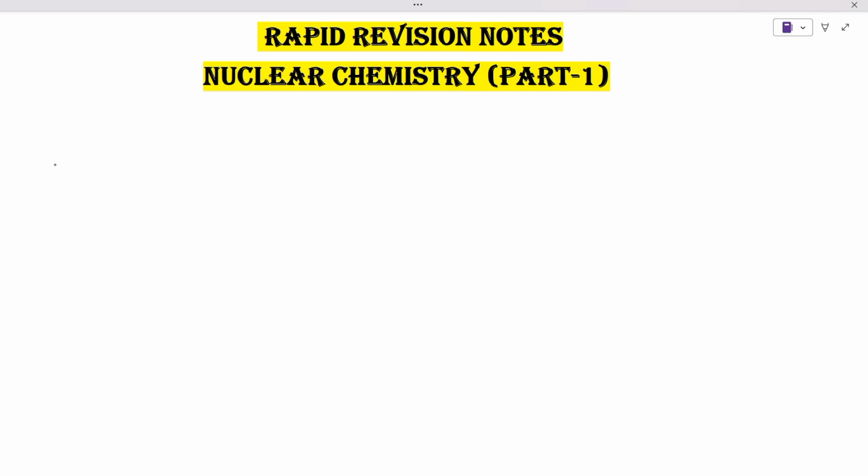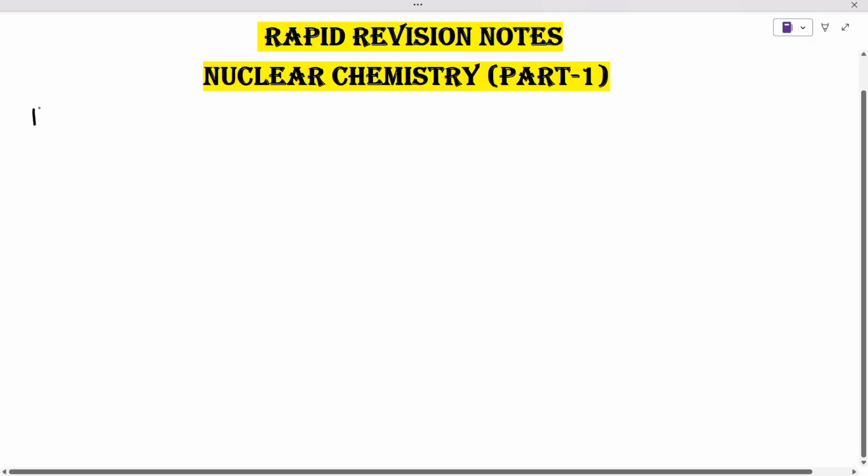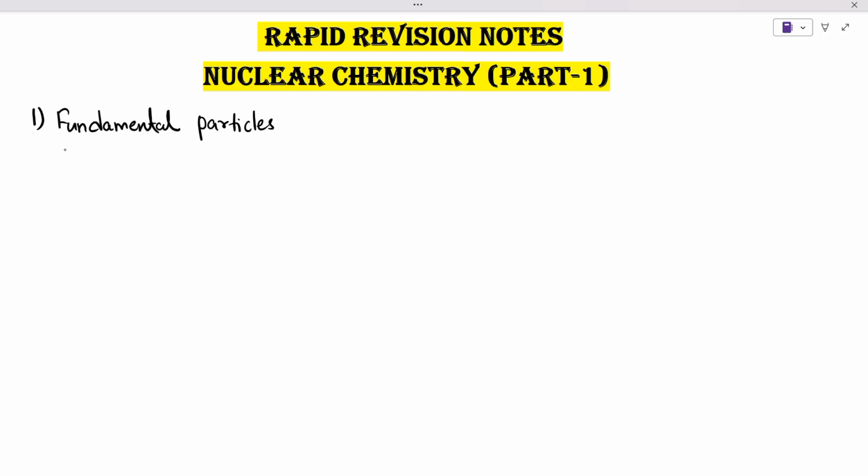Hello everyone. In this video, we will start rapid revision notes of nuclear chemistry. Firstly, we will discuss fundamental particles. We have two types of fundamental particles. The first one is leptons and the second one is quarks.